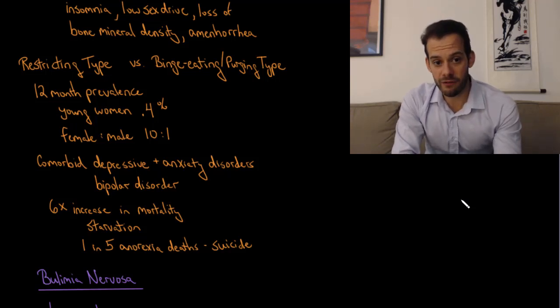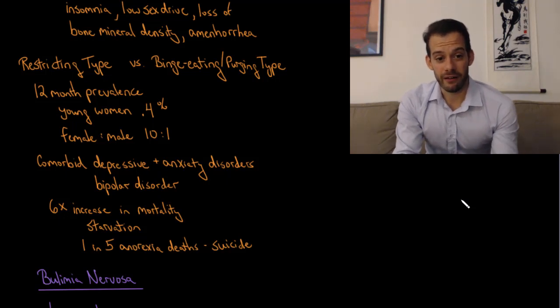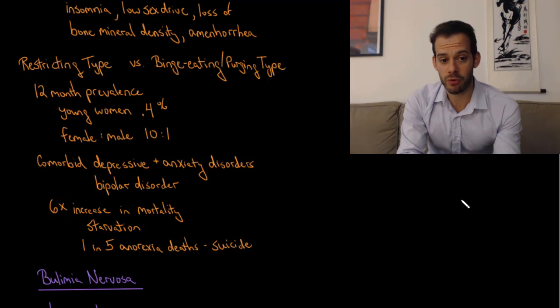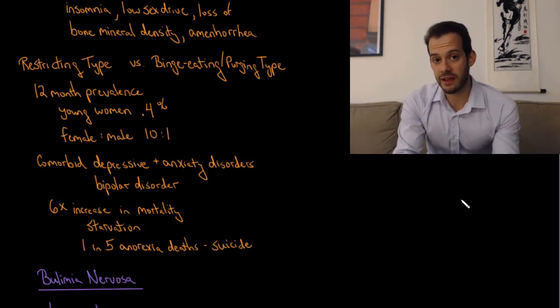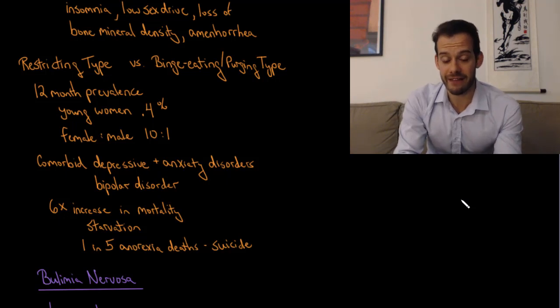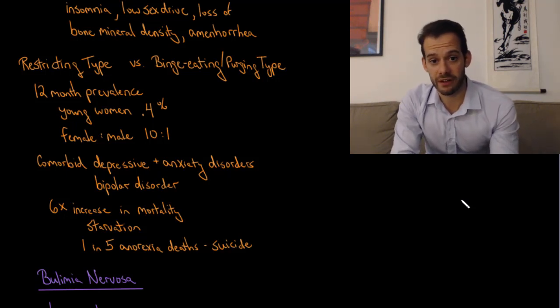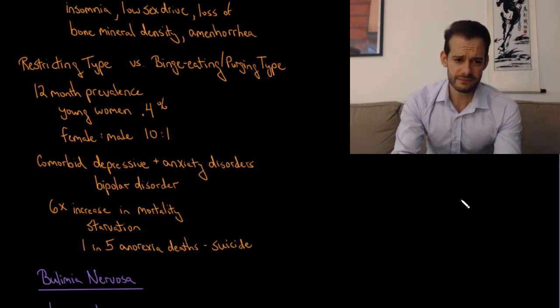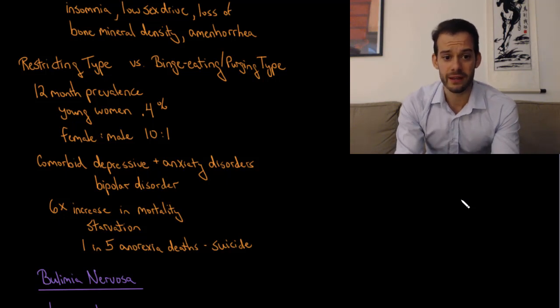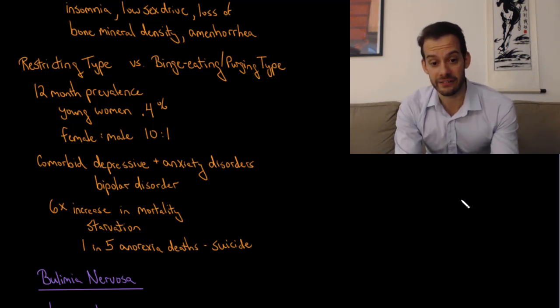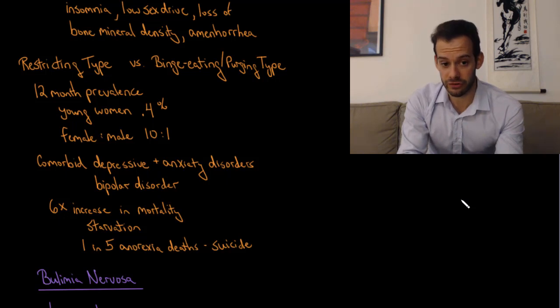Okay, the estimated 12-month prevalence for anorexia nervosa in the DSM-5 amongst young women is about 0.4%. And the ratio between males and females, this is a case where it's much more common in females. So we see about 10 to 1 is the estimate the DSM-5 gives for the prevalence of anorexia nervosa. And it tends to be comorbid with depressive disorders, anxiety disorders, and also bipolar disorder.